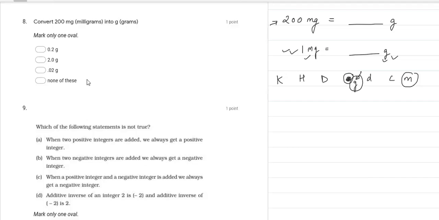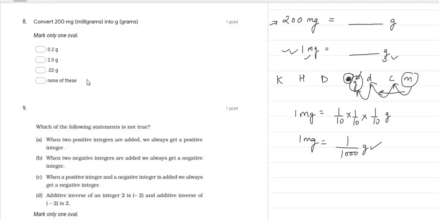So let's see, we are going in which direction? We are going in left direction and the number of jumps are 1, 2, 3. So we are taking 3 jumps in the left direction, so we will divide by 10, 3 times. So we can say 1 mg is equal to 1 upon 10 into 1 upon 10 into 1 upon 10 grams, or we can say 1 mg is 1 upon 1000 grams.